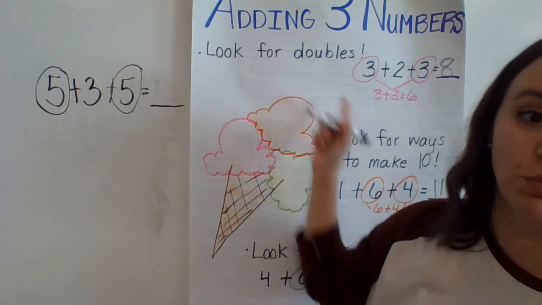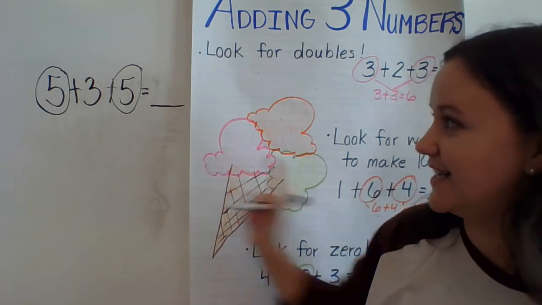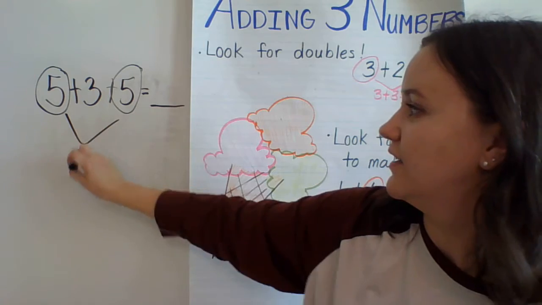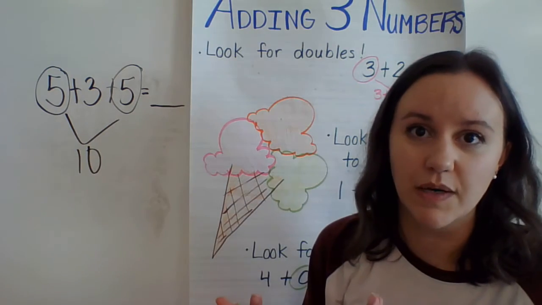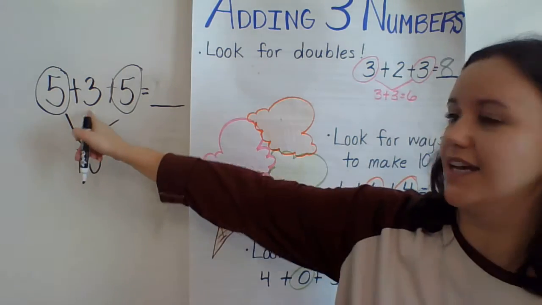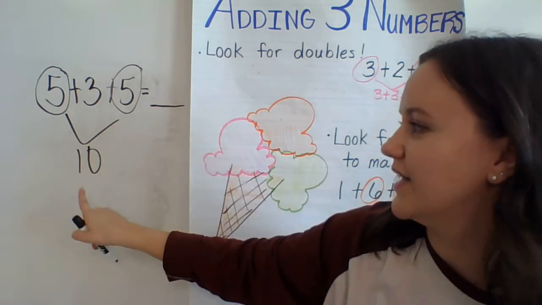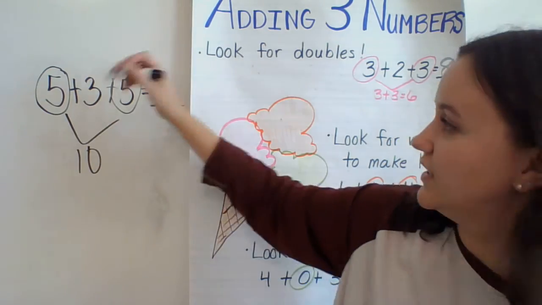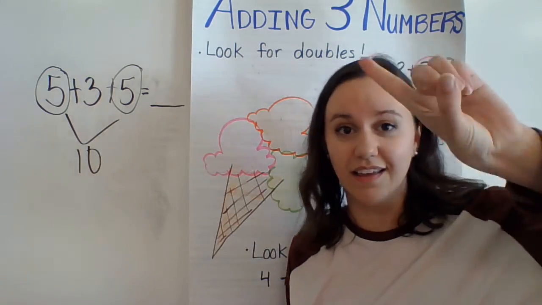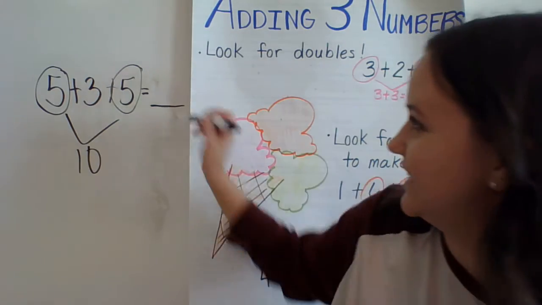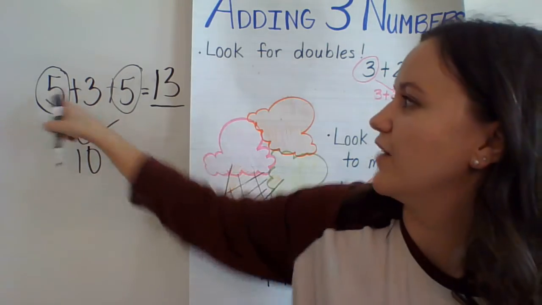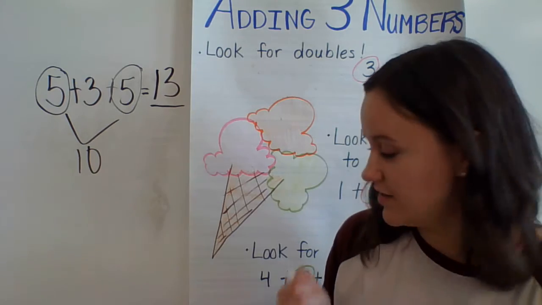So look, I found a double, but I've also found a way to make it 10. 5 plus 5 equals 10. But what do I have to do when I'm adding three numbers? I cannot forget to add that other number. So now I have 10 plus 3. That's 10, 11, 12, 13. So 5 plus 3 plus 5 equals 13.